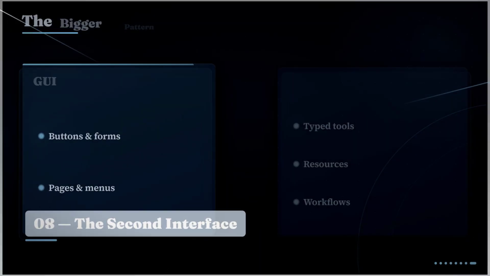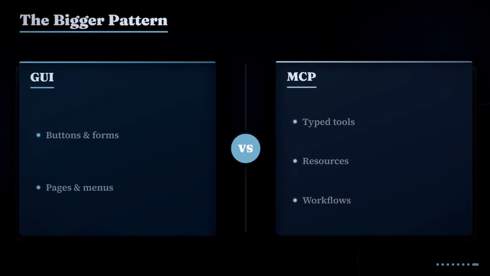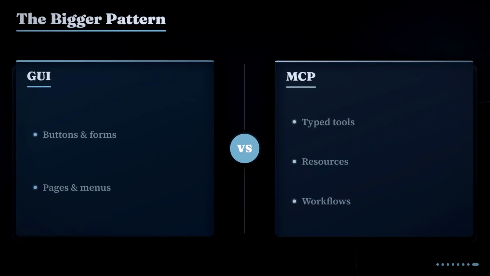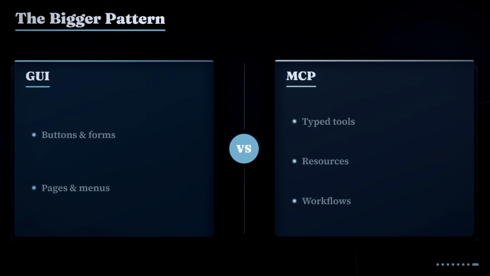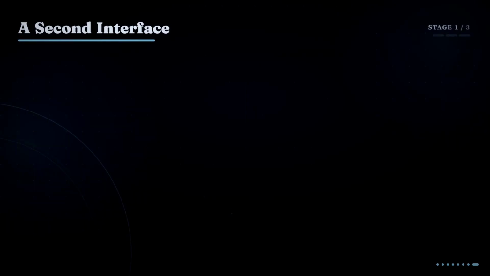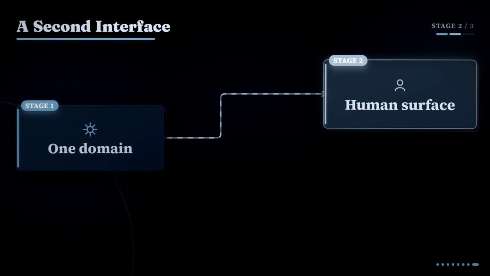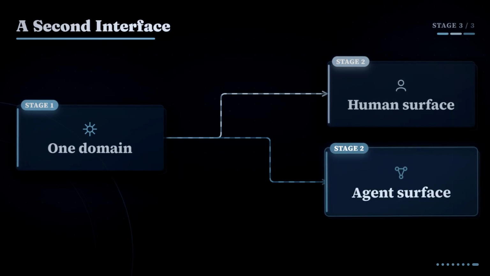Step back, and the pattern is bigger than testing. The graphical interface translated application capability into buttons, forms, pages, and menus. MCP exposes that same capability as typed tools, resources, and workflows. Software is gaining a second user interface, not UI versus agents, but one well-designed domain with 2 first-class surfaces, one optimized for human understanding and direct manipulation, one for discovery, composition, and verifiable outcomes.